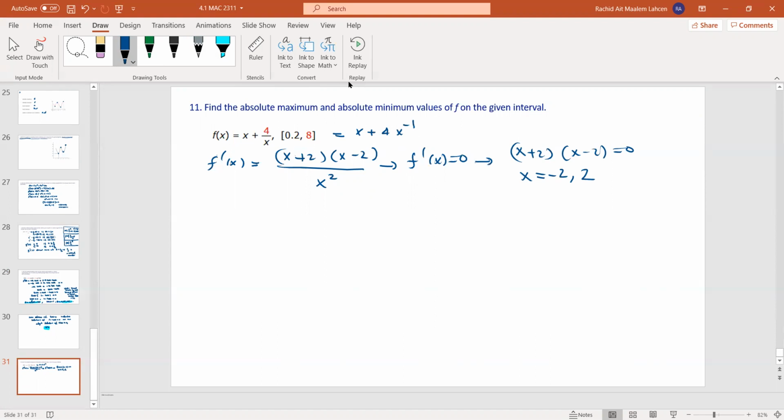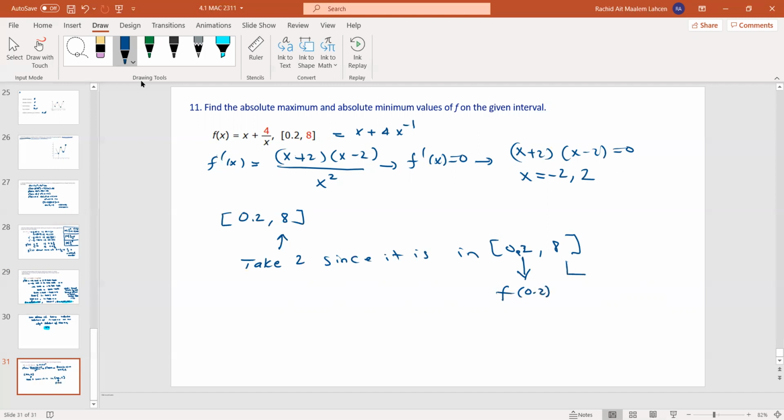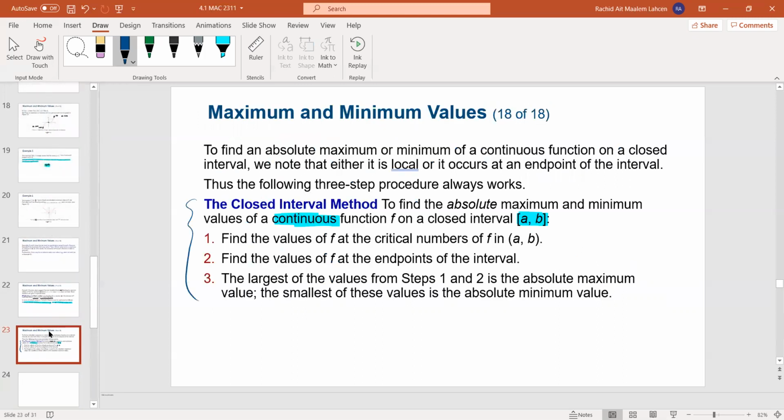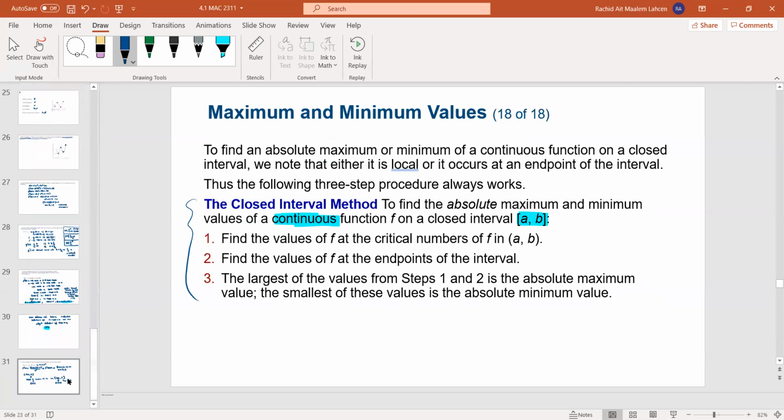So now what we need to compare: we have a 0.2, 8 interval, and we have a negative 2 and 2. Negative 2 does not belong to this interval. It doesn't exist there. So we will take 2 since it is in 0.2, 8. So now we can find f of 0.2, f of 8, and f of 2, and we compare them. So that's the idea here of finding these minimum and maximum values with the closed interval method.